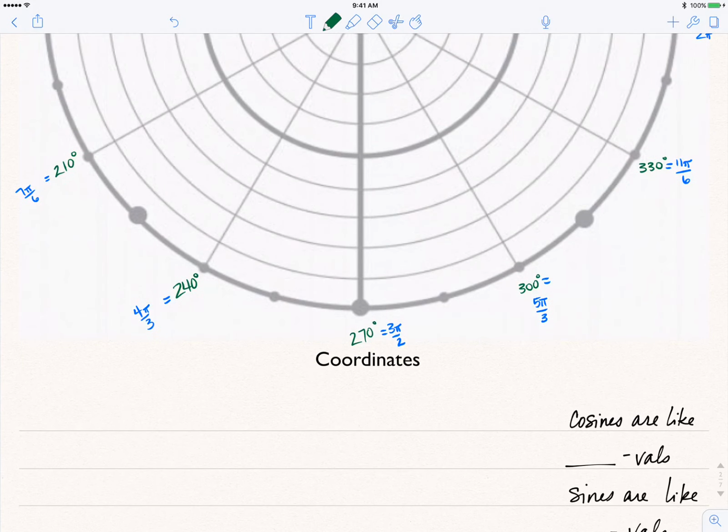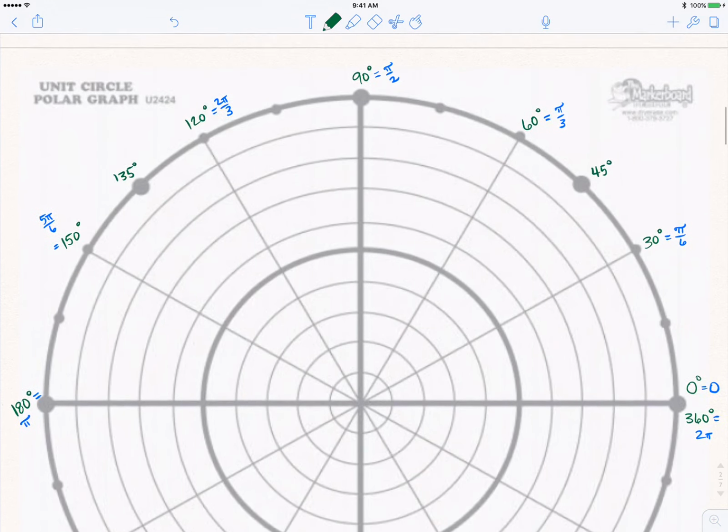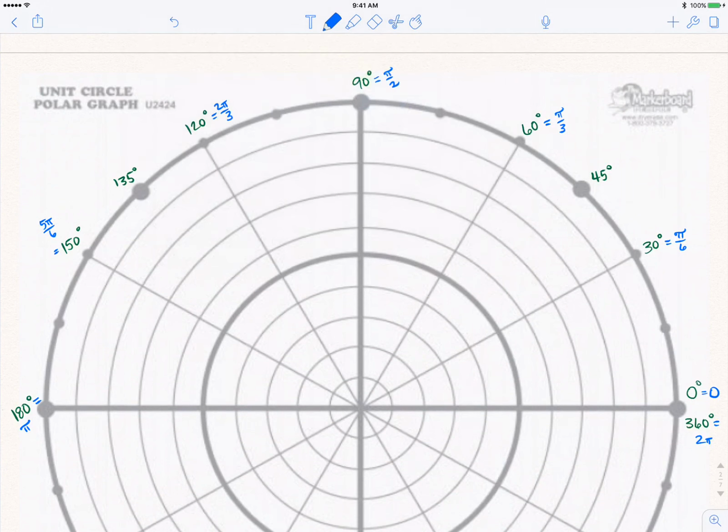Another 45 puts you at 225. Another 45 puts you at 270. Another 45 puts you at 315. And then another 45 back to 360. Let's do the same thing in radians. Only this time we're counting by pi over 4s.